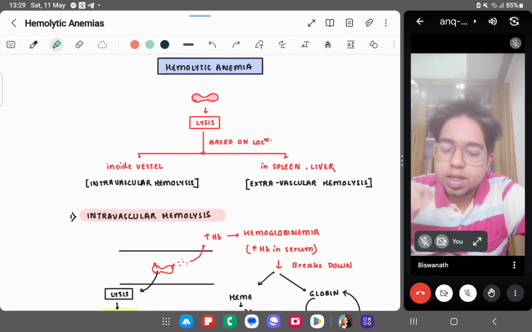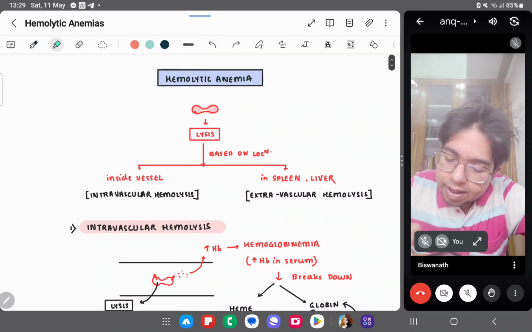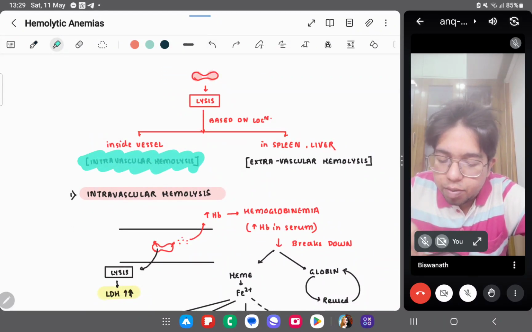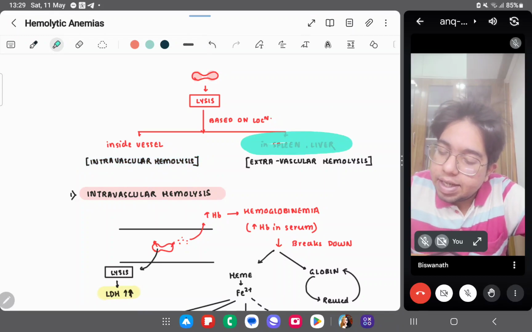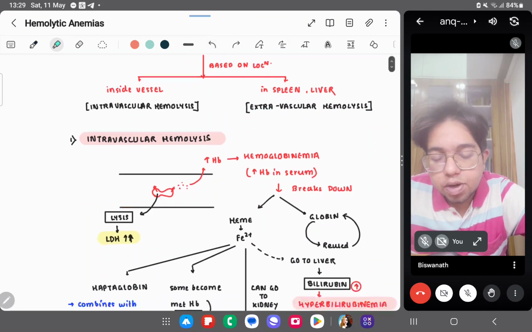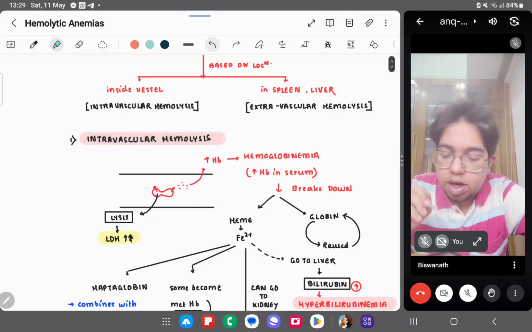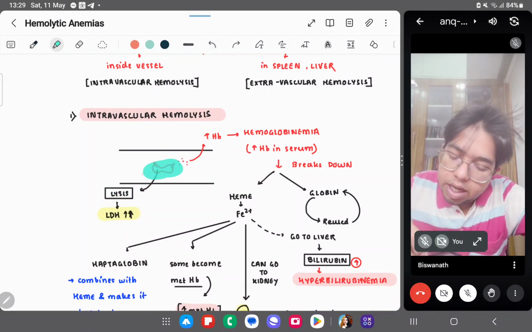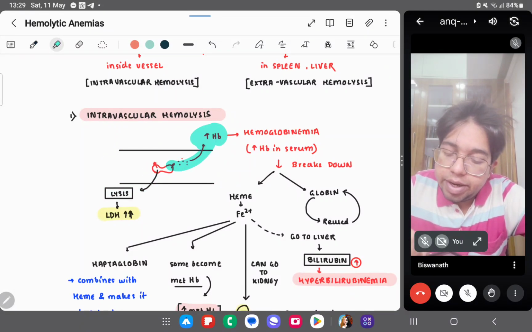Okay, so just understand, if the RBC lysis occurs based on location, if it lyses inside the vessel, we call it intravascular hemolysis. If it lyses inside the spleen or liver, outside the blood vessels, we call it extravascular hemolysis. Okay, let's talk about intravascular hemolysis. So what happens? Here is a vessel. If there is RBC lysis, the hemoglobin will be released outside.